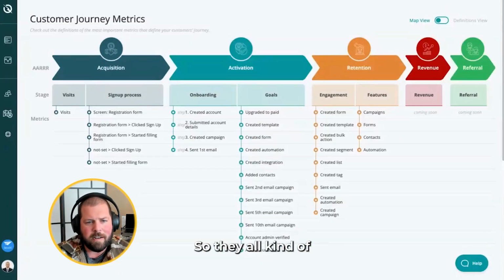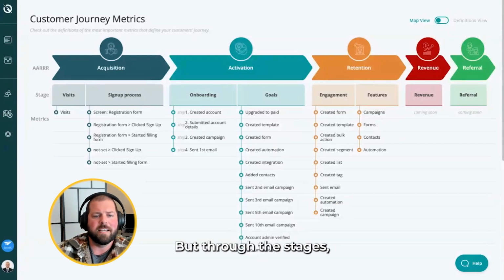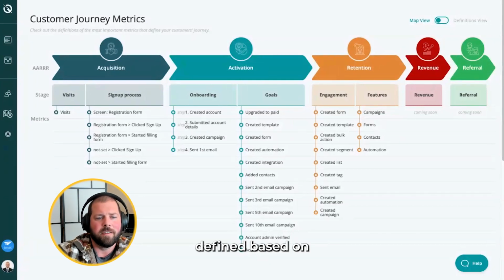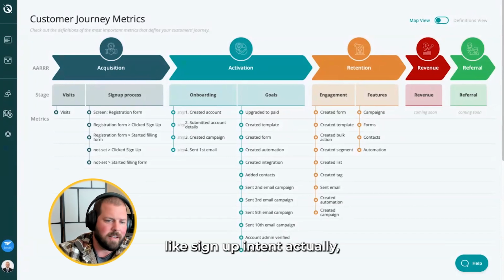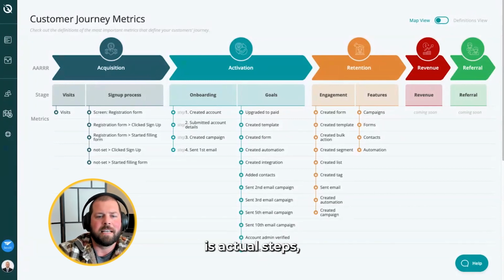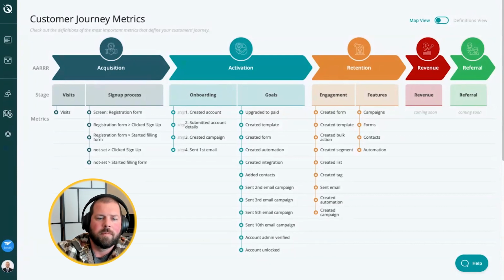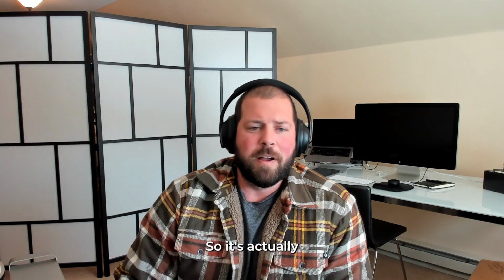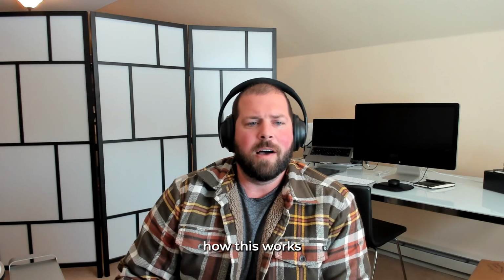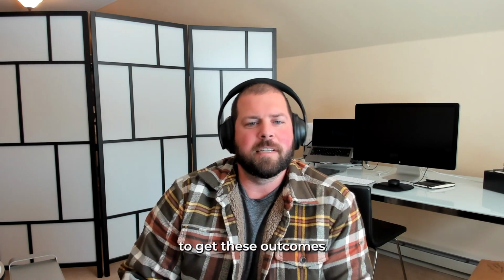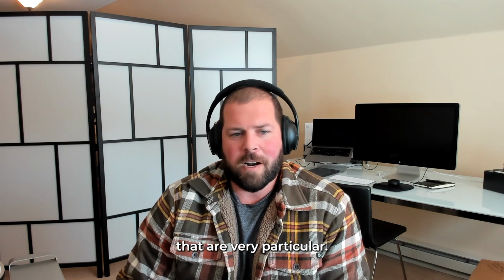So they are defined a little differently. But through the stages, let's say in acquisition, this is a grouped metric, like sign up intent. Whereas onboarding is actual required steps to achieving the promise of your product for the first time. So in an email marketing tool, it would be sending your first email in a campaign. There's quite a bit behind how this works, and there are steps with questions for you to answer in order to get these very particular outcomes.